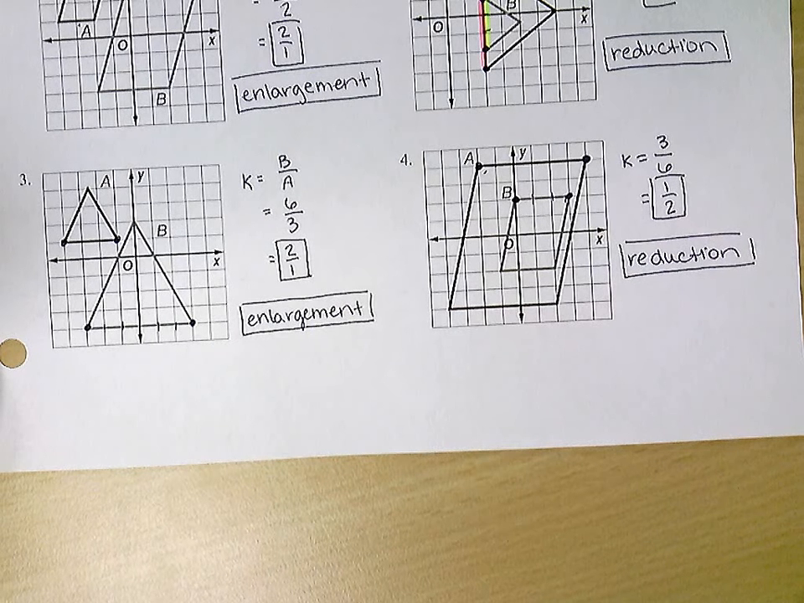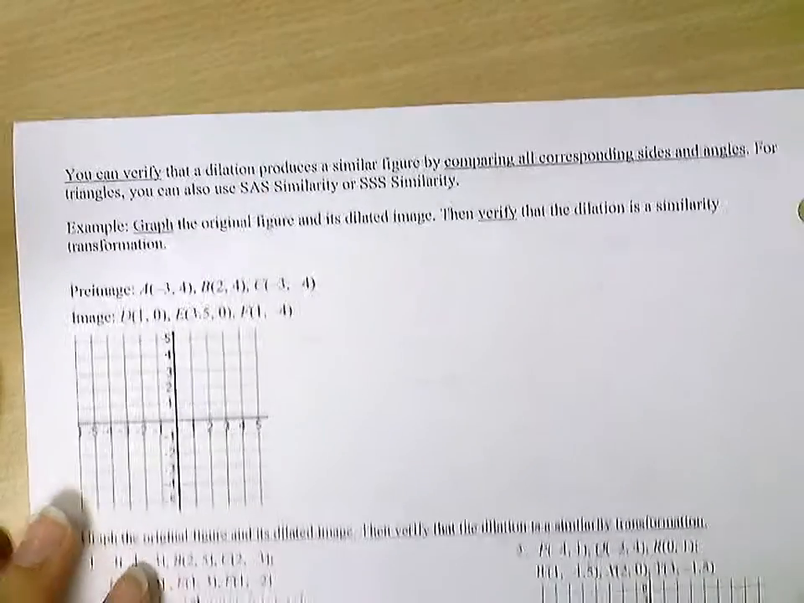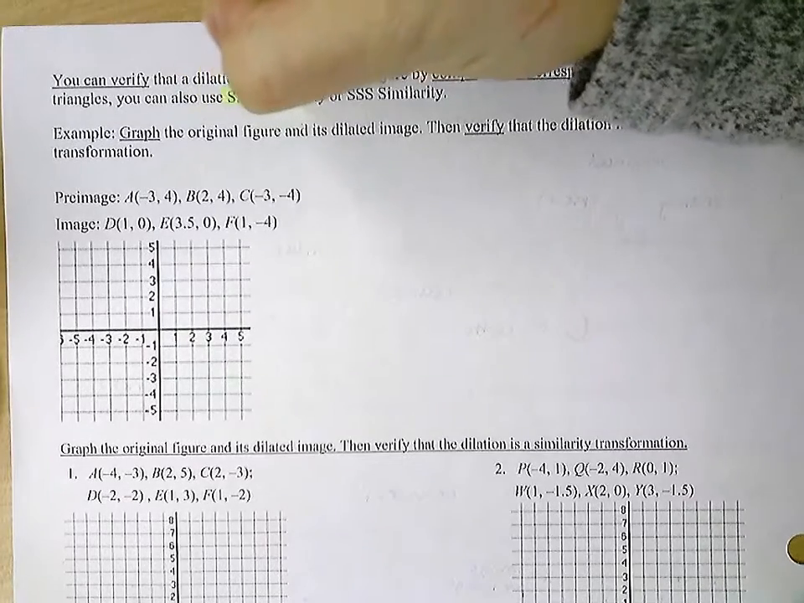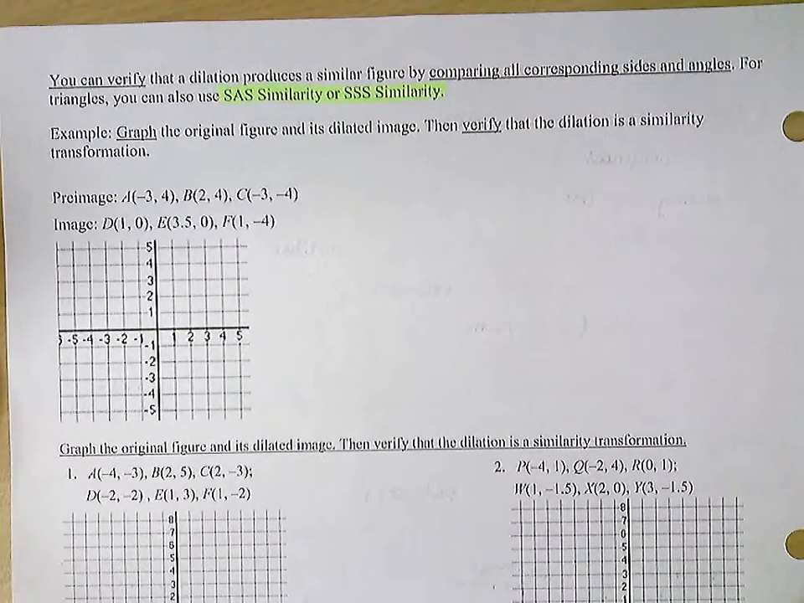Okay, questions on your scale factor or stating whether it's an enlargement or reduction? All right, then on the back, you can verify that a dilation produces a similar figure by comparing all corresponding sides and angles for triangles. So we can use side angle side similarity or side side side similarity.